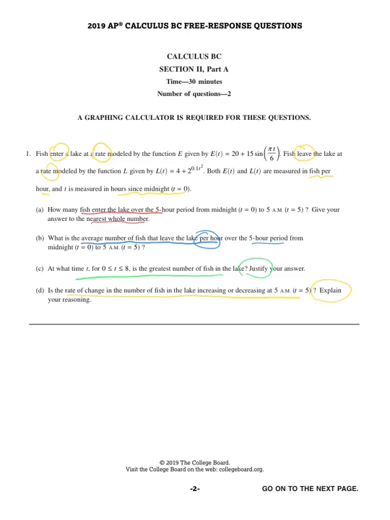So for the first question, they're asking us, how many fish entered the lake? Well, we integrate a rate to get an amount. So we want the amount over the 5-hour period from time 0 to time 5. Look at the function. You can see that it's a trigonometric function, so in calculus you need to be in radian mode. So first start by getting into radian mode.